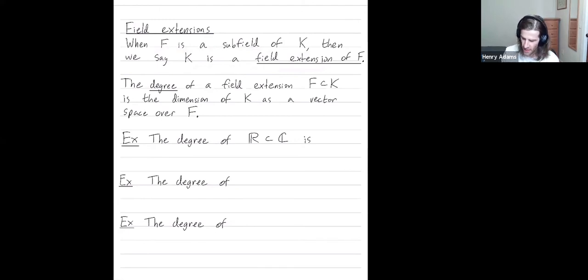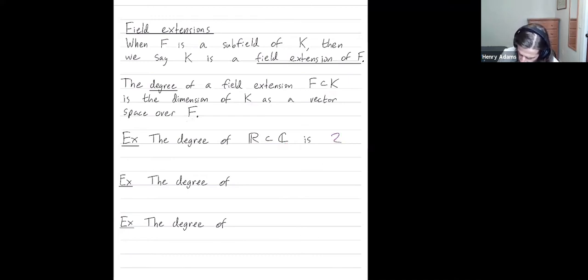Now field extensions have degrees. It turns out that if K is a field that contains F, then you can think of K as a vector space over the field F. And the degree of a field extension is the dimension of the vector space K viewed as a vector space over F. So examples, R is a field contained in the complex numbers and the degree is 2.